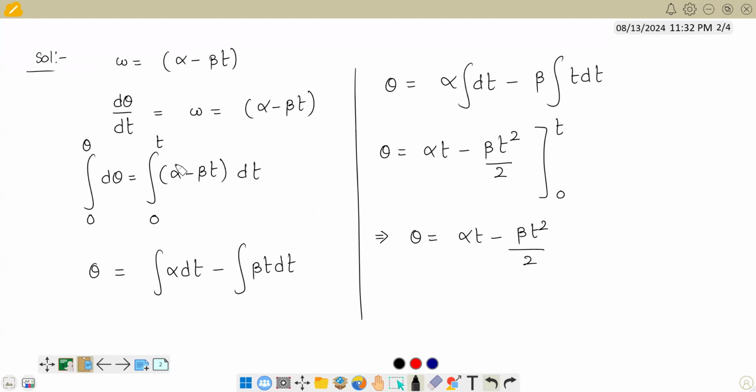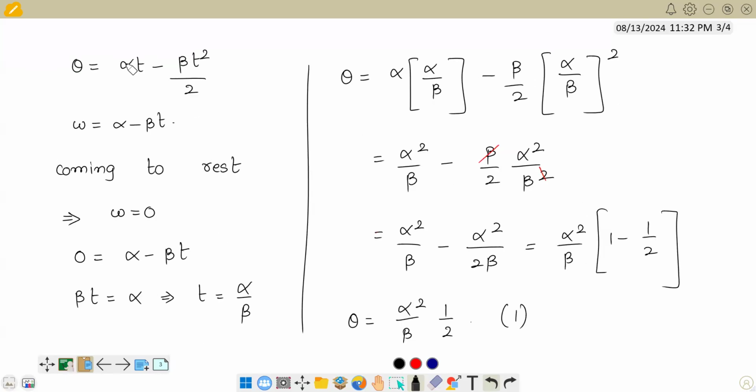Again, I will repeat: omega is given to us, we found the theta expression. We need not write 0 to theta, 0 to t and all these things, because it is not that complicated a problem. We directly integrate it, and after integrating, we write both the expressions obtained. Coming to rest means omega equals 0. Once we got omega equals 0, we substituted everything and found the required thing. Hope you understood how I have solved.